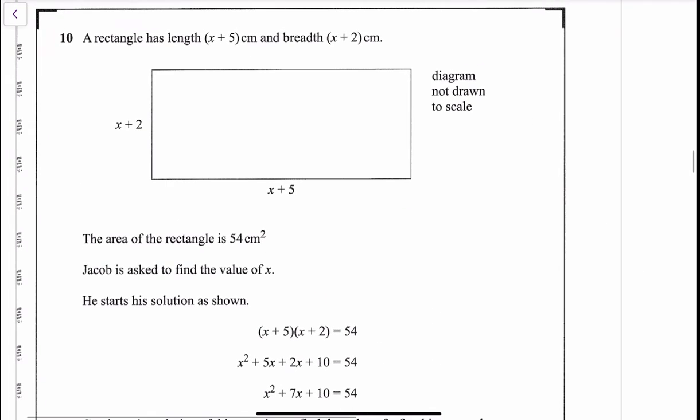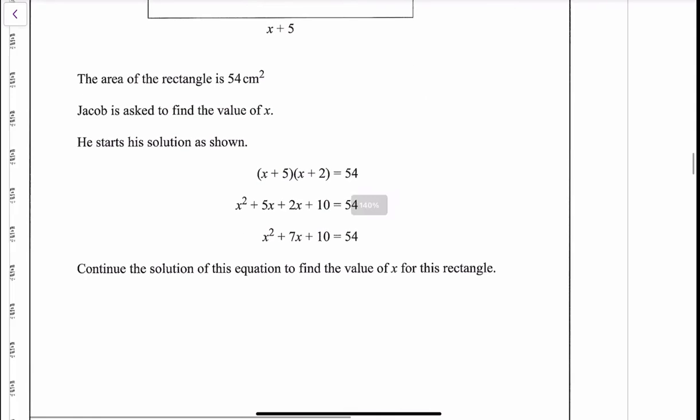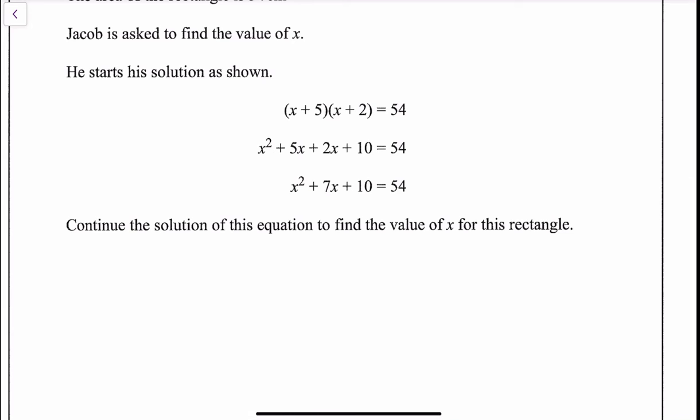Okay. Next of all, we have got this. A rectangle has a length of x plus 5 and a breadth of x plus 2. The area of the rectangle is 54. Jacob is asked to find the value of x. Oh, so they've worked through this question for you. He starts his solution as shown, and we continue the solution of the equation to find the value. So what he's done, first of all, he's put the area, one side times another, equal to 54. He's then multiplied that out, and then he's tidied it up, very good.